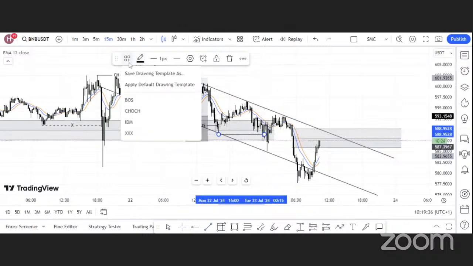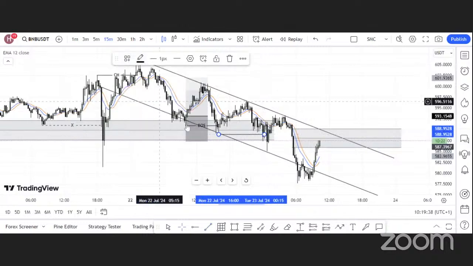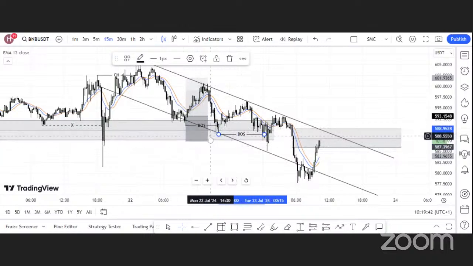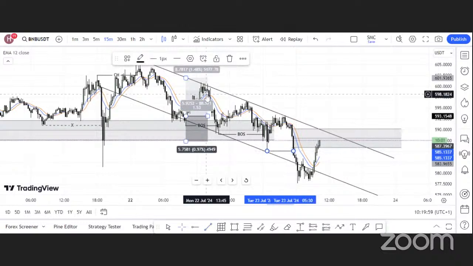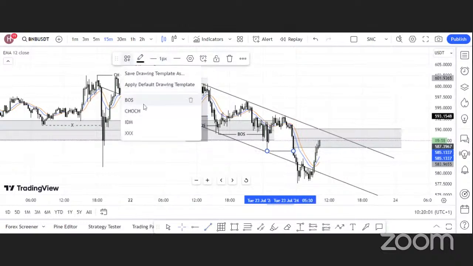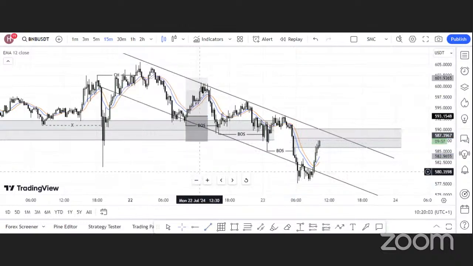For me, I don't even bother labeling my break of structure or indicating where I have break of structures, because I can just look at it and I know they are break of structures. And then the next thing I want to look at is the point where the market would reverse from. So these are break of structures.